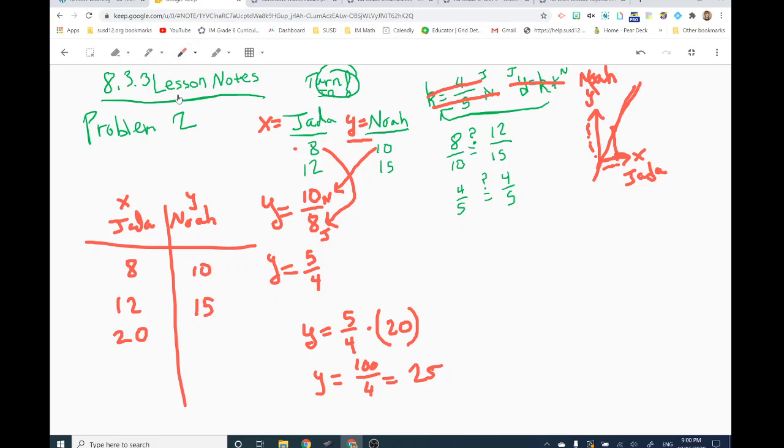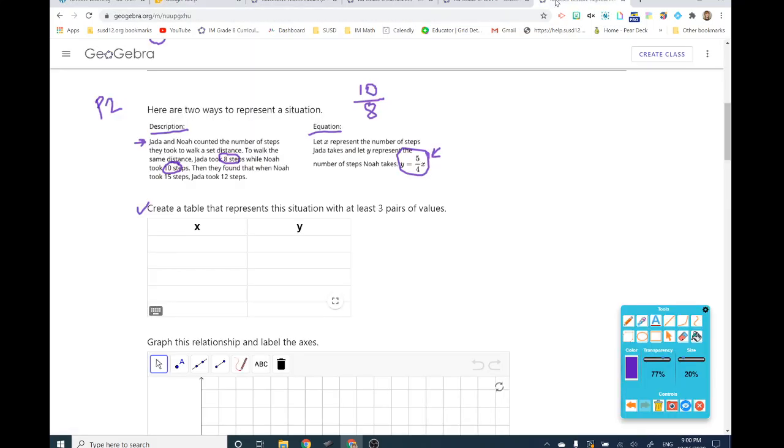I'll erase my question mark there. When Jada takes 20 steps, Noah takes 25. Okay, go ahead and fill that out in your notes so that you can keep all your information straight, but you still have to fill that out here too. So when you do your GeoGebra page, don't forget to put your information in. You have to take notes and do the work in GeoGebra. But you know what? After you take notes, it's simple to put it in, isn't it?